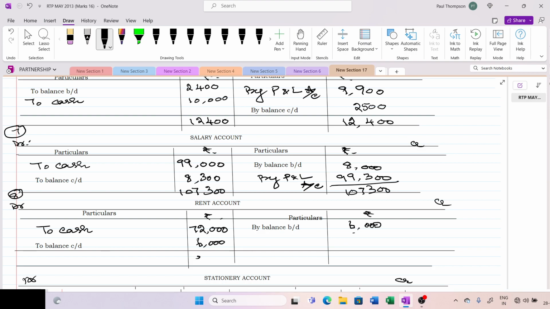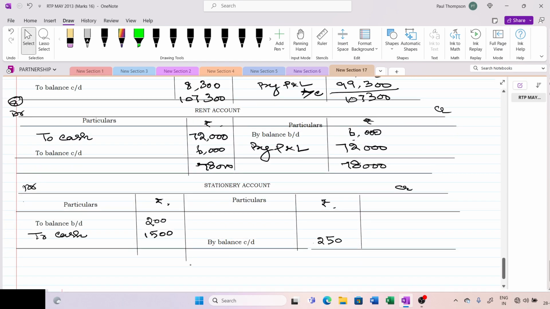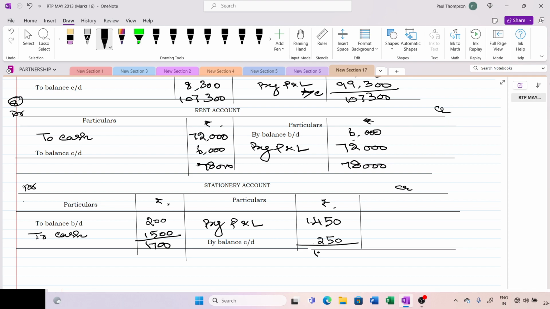Rent account 78,000, 78,000. The balancing figure is 72,000. This will also go to our P&L account, by P&L account. That will be debited with 72,000. Stationery consumption 1,700. 1,450 is the balance by, you can write stationery consumed or you can write P&L account 1,450. This is the stationery consumed 1,700. So we have balanced all the accounts.